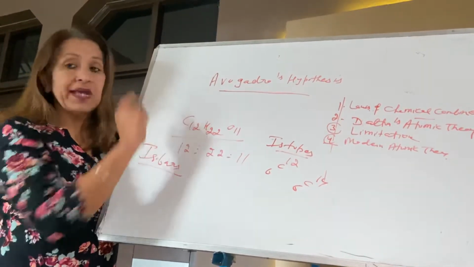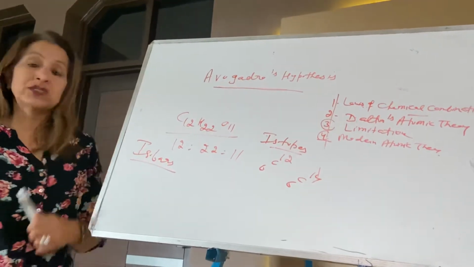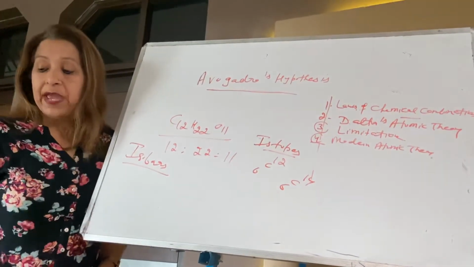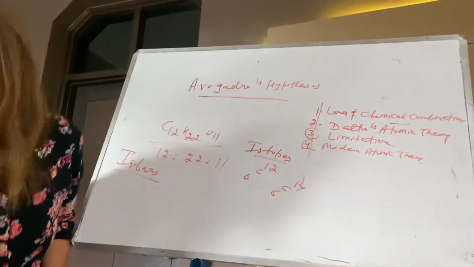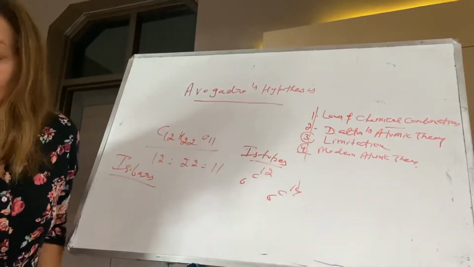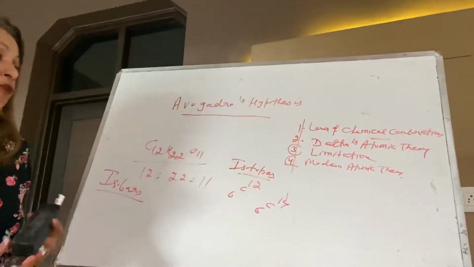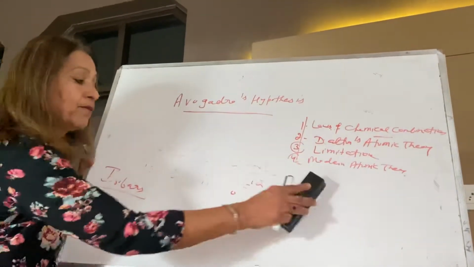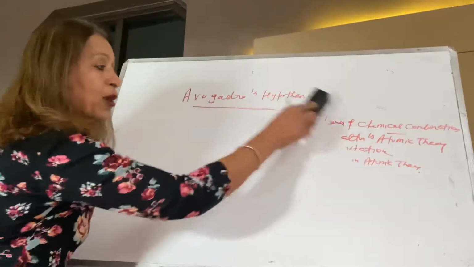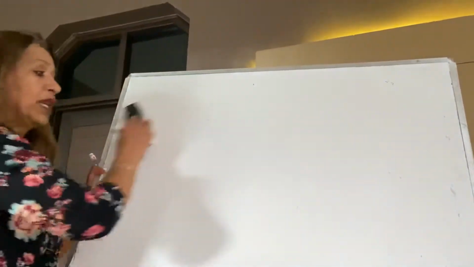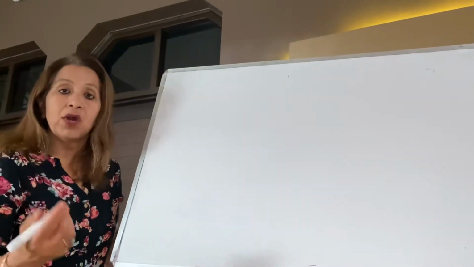Next topic is Avogadro's hypothesis. Today's topic is Avogadro's hypothesis. Write down. According to Avogadro's hypothesis, equal volumes of all gases contain an equal number of molecules. It's very interesting. Equal volumes of all gases contain an equal number of molecules.